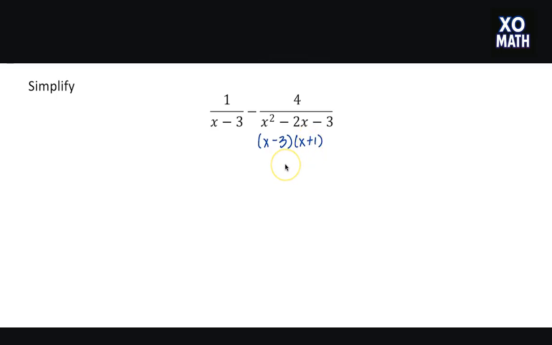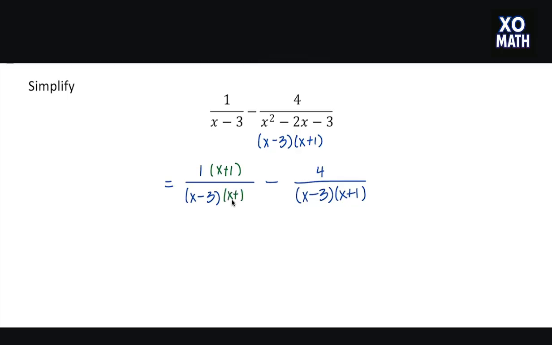So let's go ahead and create these 2 fractions to have the same denominator. We're going to need to multiply the left fraction on the top and on the bottom by the quantity x plus 1. And now that they have the same denominator, we can subtract across the numerator. So we're going to have one fraction, with x plus 1 minus 4 in the numerator, all over in the denominator the quantity x minus 3 times the quantity x plus 1.